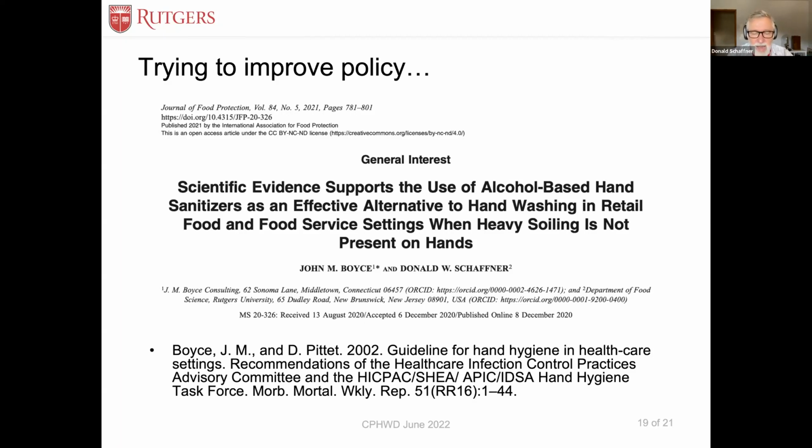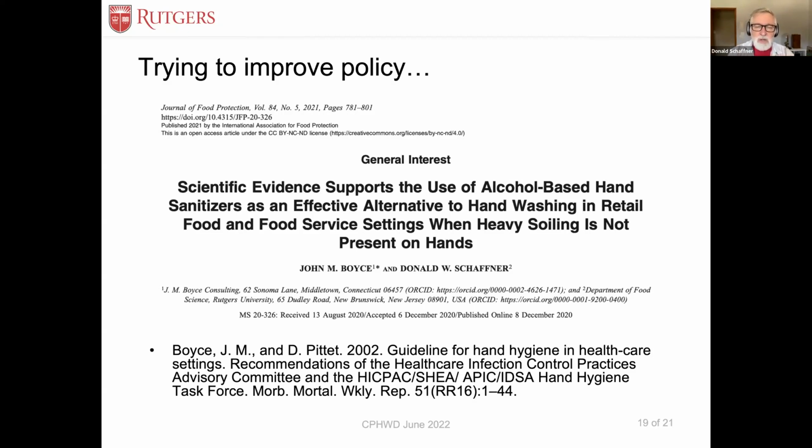And so what that document from 2002 did was it basically said, look, we should stop mandating hospitals to require hand washing because guess what? Use of alcohol-based hand sanitizers are just as effective and in fact would improve compliance. And so the work that John and his team did was really seminal in getting things changed in hospitals.